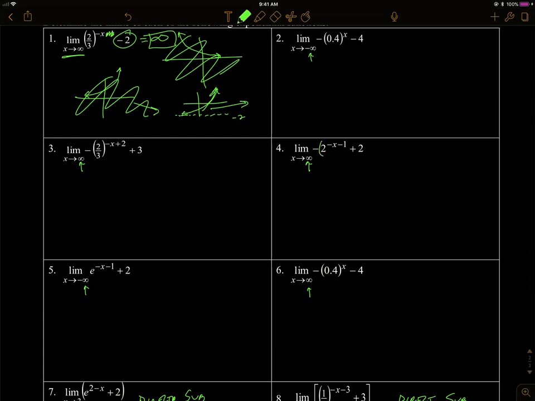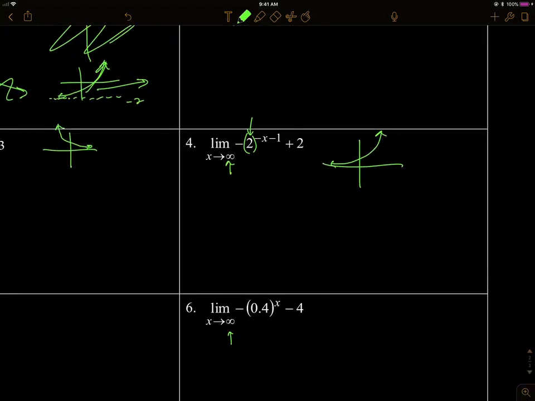Here's one, I'm going to think of it like this. B is above 1, so that means I start off with growth. This one, B is less than 1, so I start off with decay. Now I've got to consider reflections. I'm going to do number 4. Start off with my growth. I reflect it vertically, so now it's this.